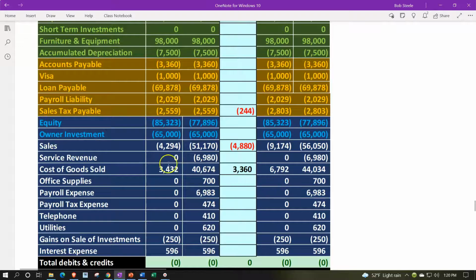And then sales on the current month of just February was at 4,294. It goes up in a credit direction of 4880 to 9174. And then the year-to-date number was at 51170. It goes up by the 4880 to the 56050. And then the cost of goods sold for the month of February was at 3432, goes up by 3360 to 6792. Year-to-date was at 40,674, goes up by the 3360 to the 44034.